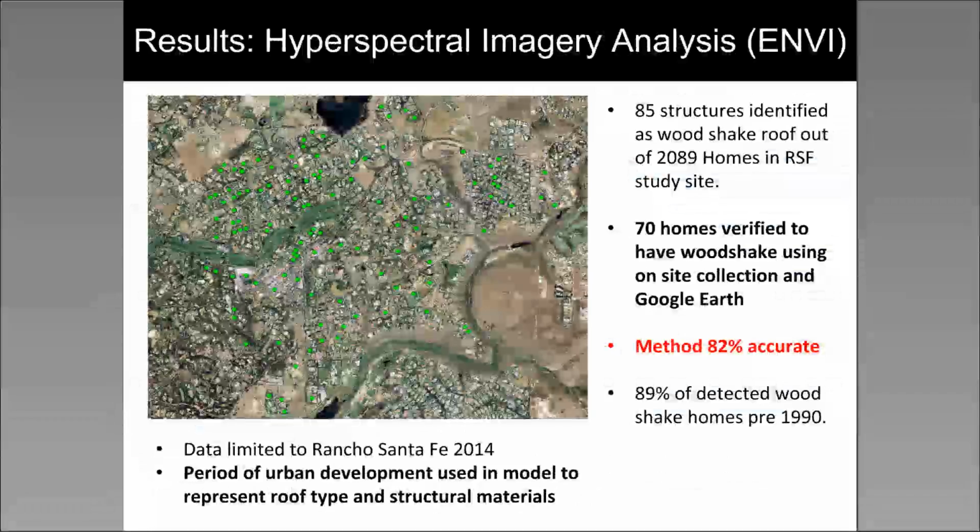Oh, and one more point on this. We found that 89% of these wood shake shingle roofs were homes built pre-1990. In the absence of being able to detect structural materials and roof type with GIS, we used the year the structure was built to infer the kind of structural materials that may have been used, given that different laws and building codes are in place in those years.